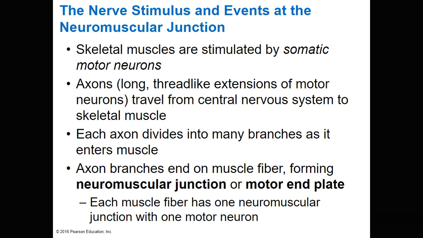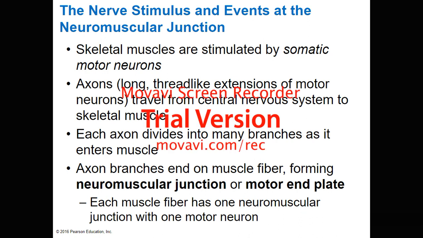So the axon branches on the muscle fiber, forming a neuromuscular junction, or motor end plate. And each muscle fiber has one neuromuscular junction with one motor neuron.